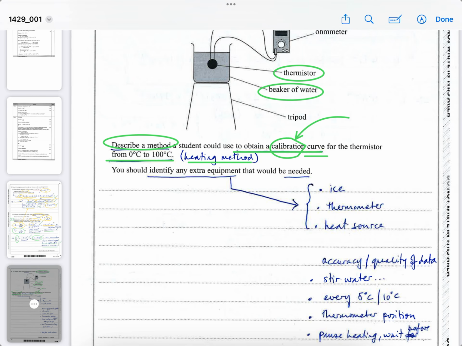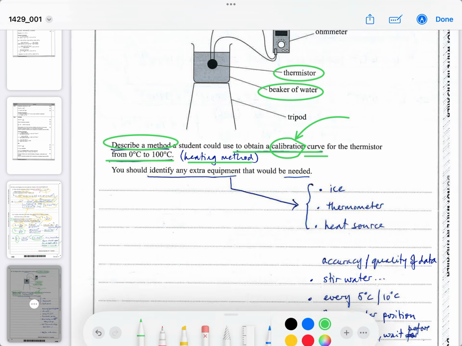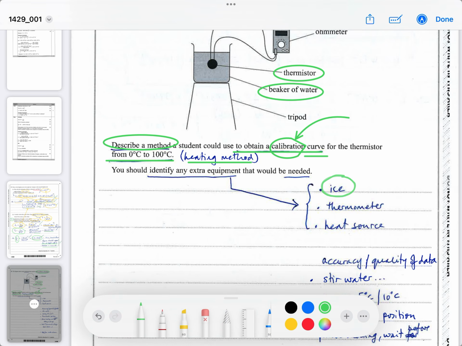So you should identify, it says, any extra equipment that would be needed. Well, obviously, if we're starting from 0 degrees, you would need ice. To measure the temperature, you would need a thermometer.